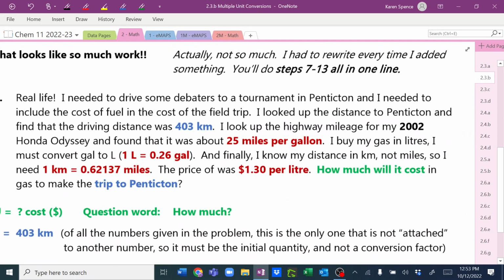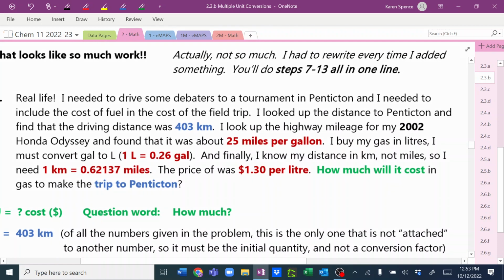This actually occurred many years ago now, probably about 15 years ago. I needed to drive some debaters to a tournament in Penticton. Do we still have a debate club at this school? I don't know. Anyway, we used to. I used to run it, but anyway. I needed to drive some debaters to a tournament in Penticton, and I needed to include the cost of fuel in the cost of the field trip.